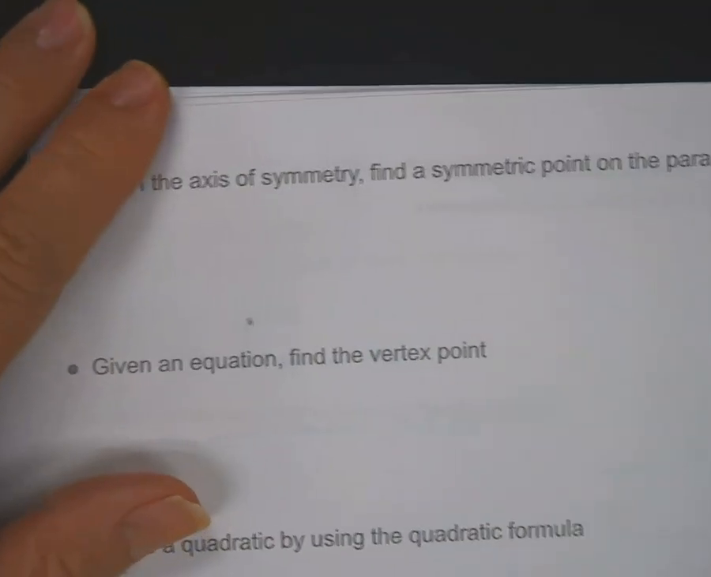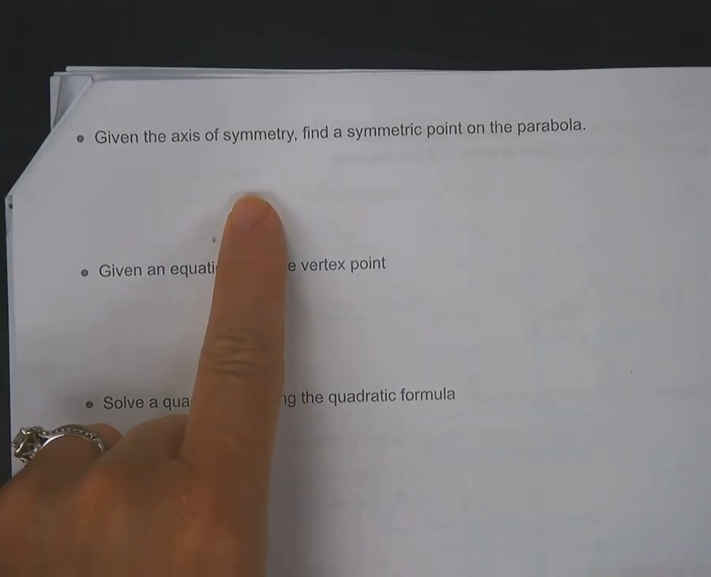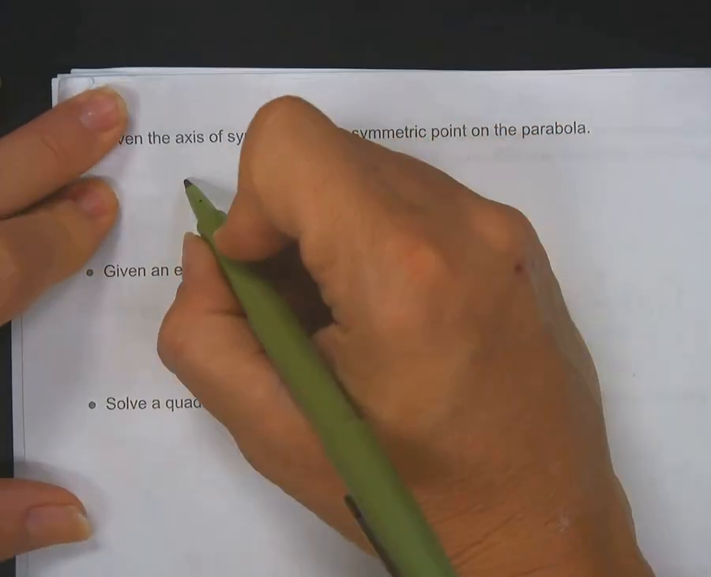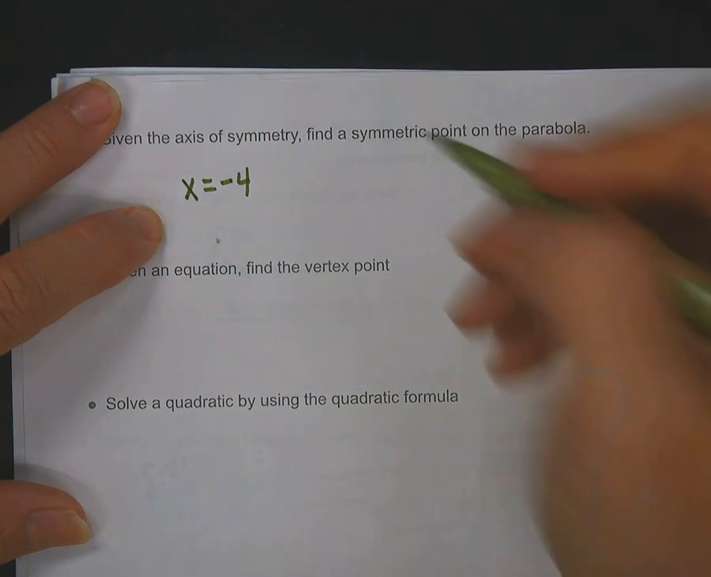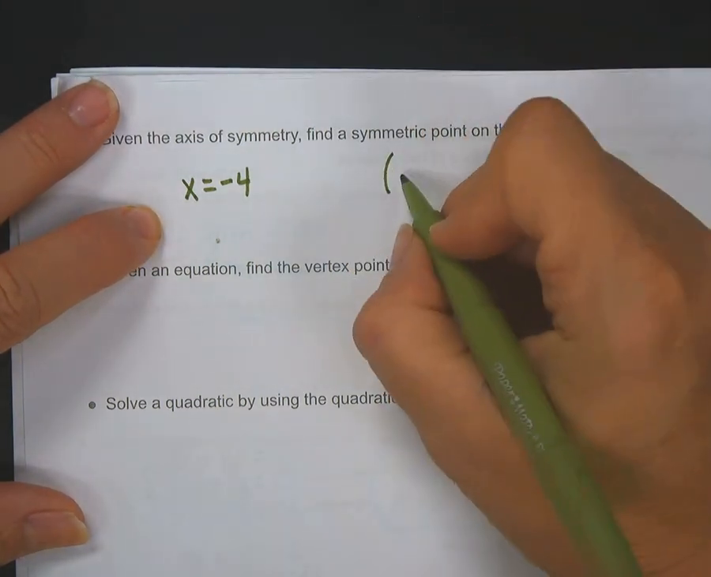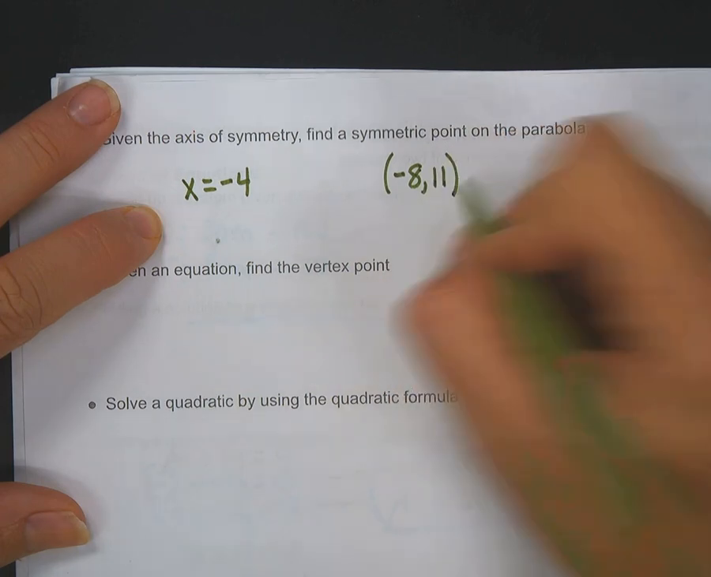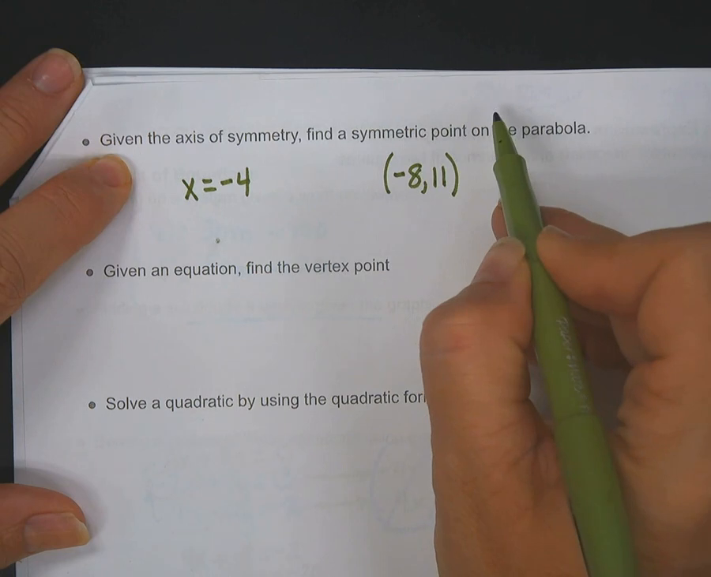Okay, we're on part 3 and we're continuing with quadratics. So given the axis of symmetry, find a symmetric point on the parabola. Okay, so if I say the axis of symmetry is x equals -4, and if I say that one ordered pair is (-8, 11), you need to find the symmetric point.